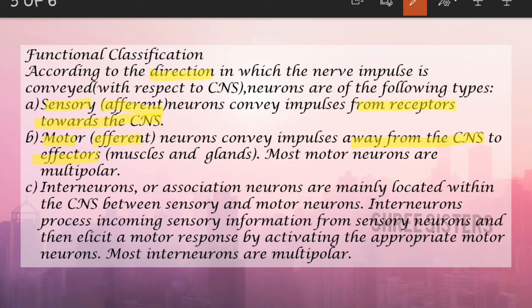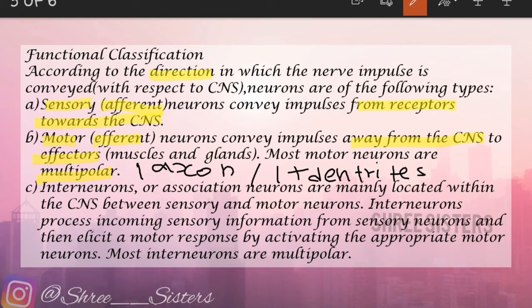And most motor neurons will be multipolar. What is multipolar, in the sense? We have seen before. They have one axon and more than one dendrite. These are the multipolar neurons. So the motor neurons will also be multipolar neurons. For sure, all motor neurons will be multipolar neurons. They convey impulses away from the central nervous system to the effector, which is nothing but the muscles and glands. Effector will help us to do the action, the muscles and glands.